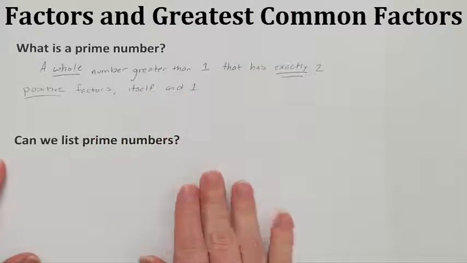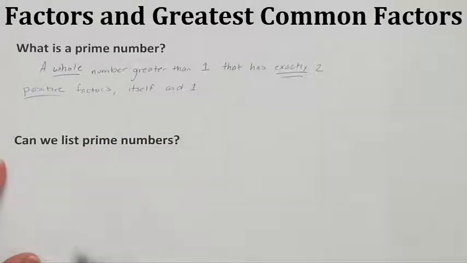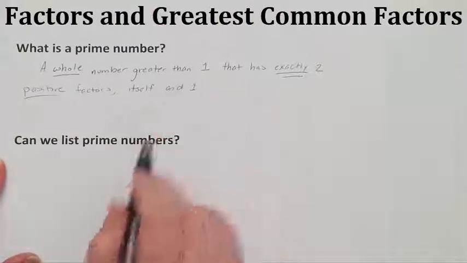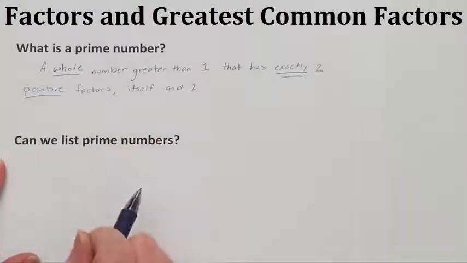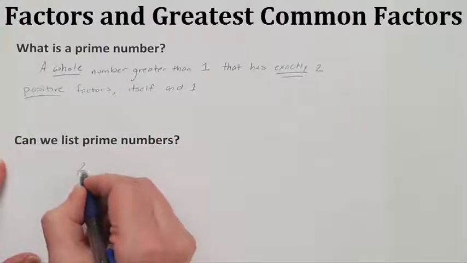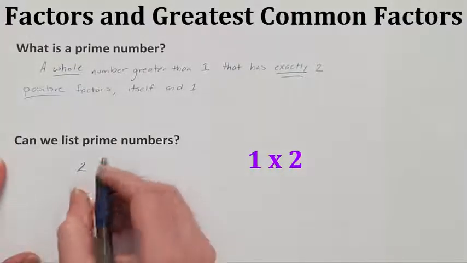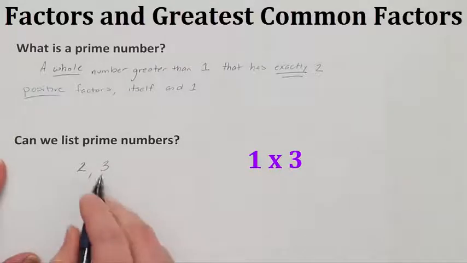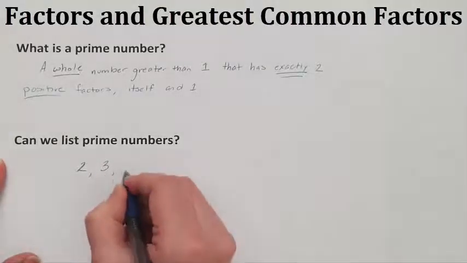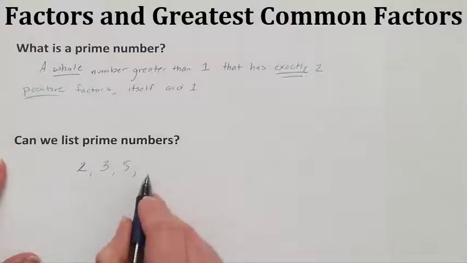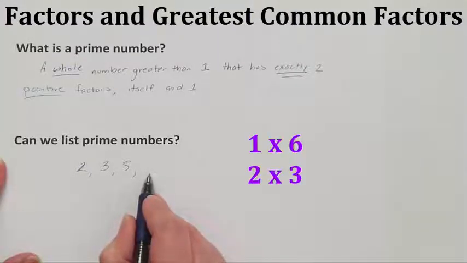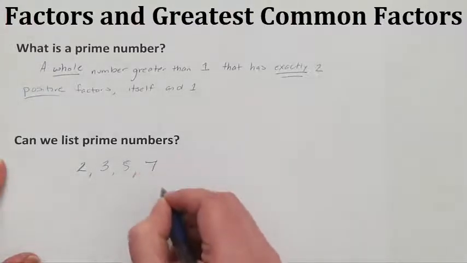So let's go ahead and list a couple of examples of prime numbers. It says it needs to be greater than 1. 1 is not a prime number. Our smallest prime number is 2, because the only way to get 2 is to multiply 1 and 2. The next is 3, because the only way to get 3 is to multiply 1 and 3. We have 5. 6 is not a prime number, because you can do 1 times 6 or 2 times 3. 6 is not prime. We've got 7.